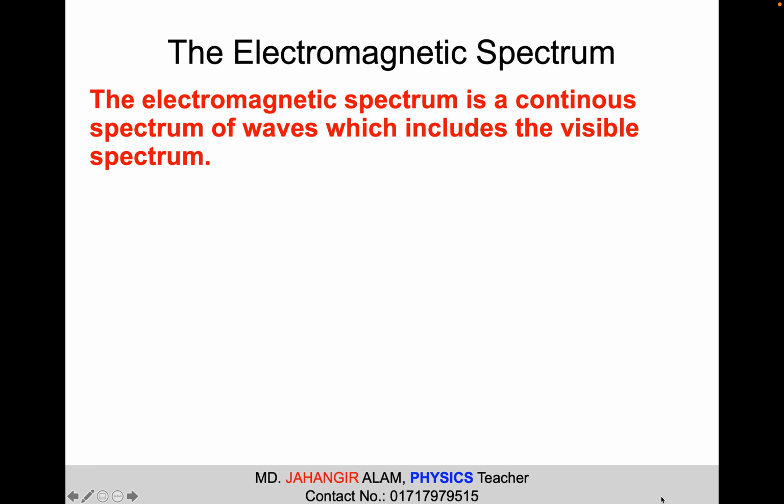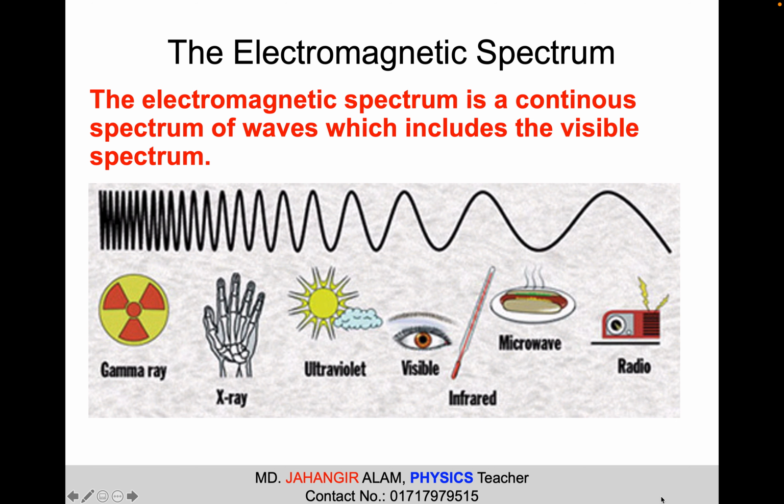So first we have to learn about the electromagnetic spectrum. The electromagnetic spectrum is a continuous spectrum of waves which includes the visible spectrum. So: gamma ray, X-ray, ultraviolet, visible, infrared, microwave, radio. Gamma ray has the maximum frequency and minimum wavelength, and gradually the wavelength increases and the frequency decreases.